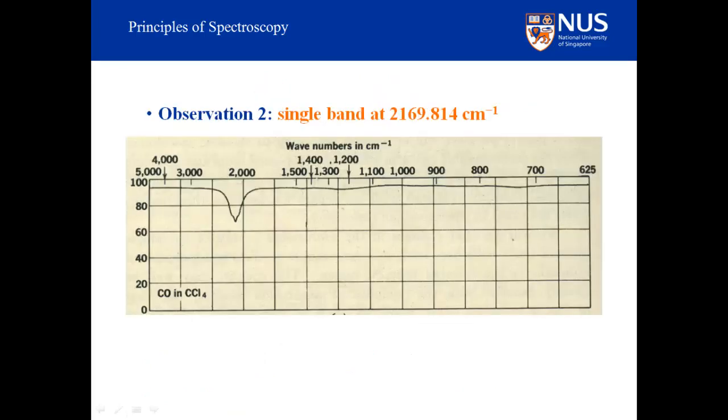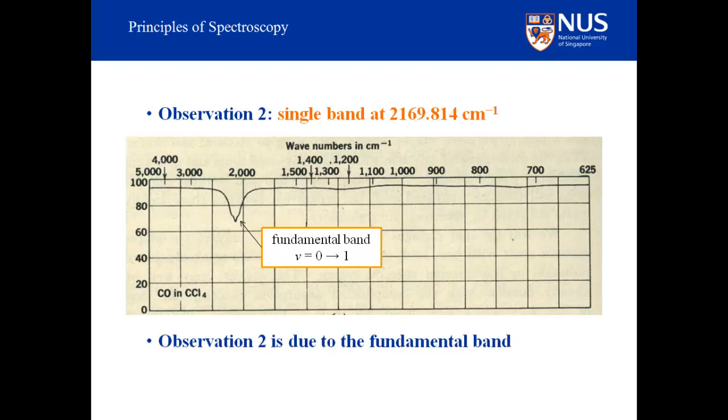Remember, this was our spectrum for carbon monoxide in a solution of carbon tetrachloride. And we have our fundamental band here, which is the V equals 0 to V equals 1 transition, and we could see it was occurring at 2170 wave numbers or so. So this observation was due to the fundamental band. It is not surprising that we can't see any additional features such as hot bands and overtones.